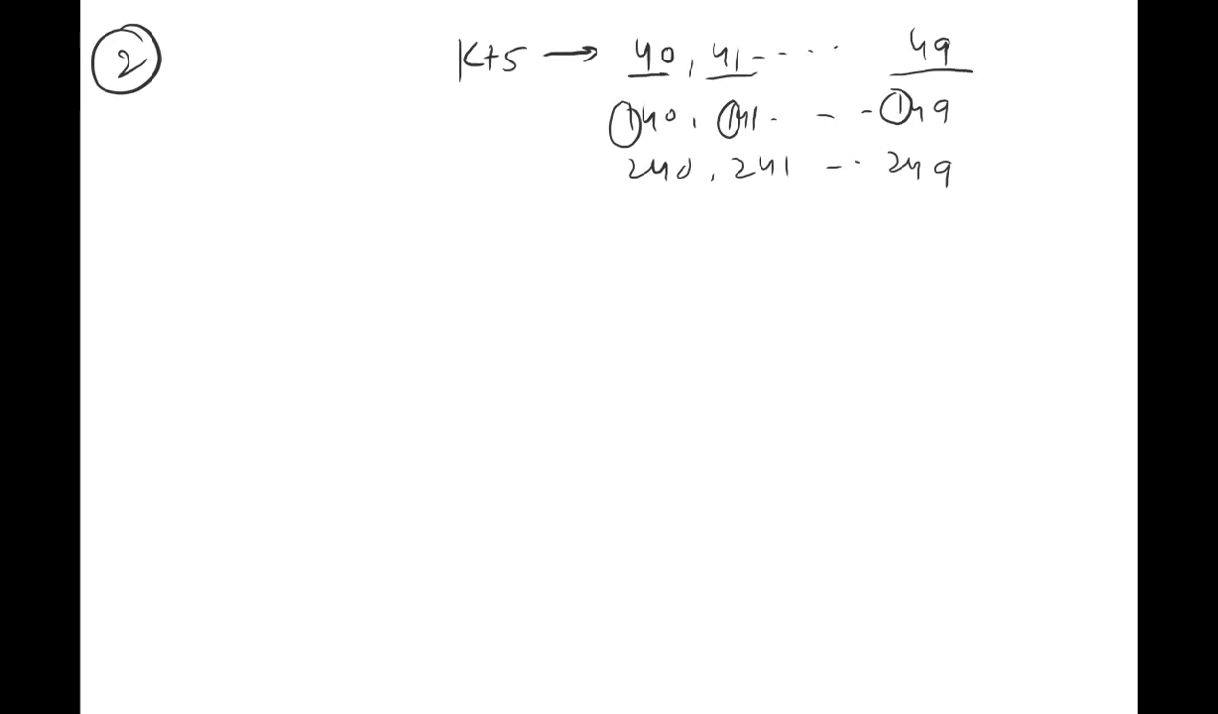Is that okay? We're just concerned with the tens digit. We are not concerned with 100, 1000, any such digit. So k plus 5 can be any number from 40 to 49. Is that okay? Let me know if there is any problem here. So we can say k is anywhere between 35 and 44. Just subtract 5 from everything.